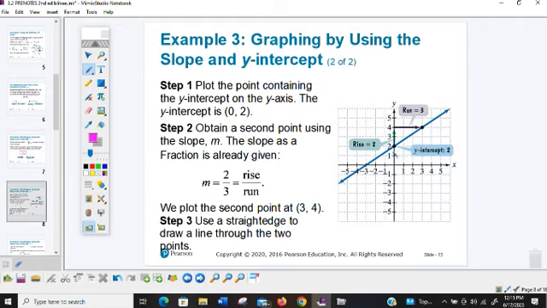So on the y-axis, I come up to positive 2, and that is my first dot. Now let's use the slope. The slope is positive, so I'm going to the right. I rise 2, and I run 3 to the right. 1, 2, 3, and put another dot. So I rose 2 and ran 3 to the right. Now I can draw my line through those 2 dots.